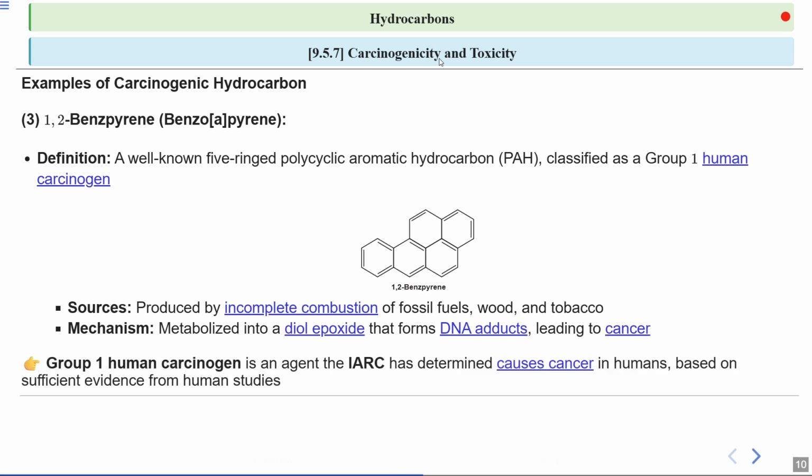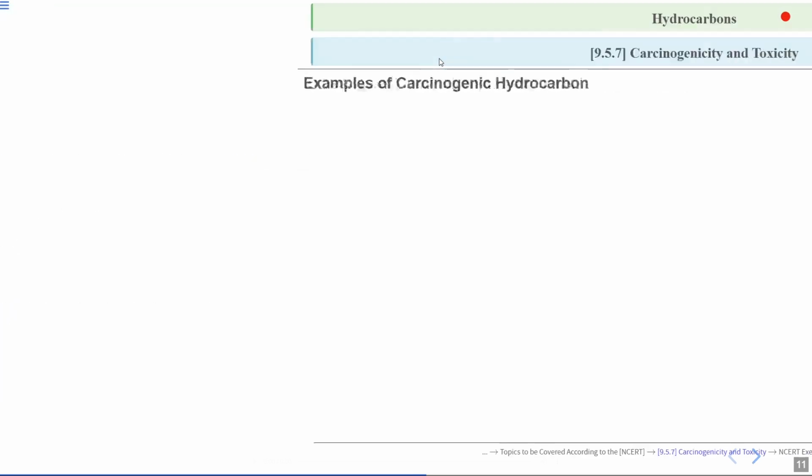So, to sum up, a group 1 human carcinogen is any substance that the International Agency for Research on Cancer, or IARC, has confirmed causes cancer in people. This classification is based on strong evidence from studies in humans. Remember, understanding these risks helps us make safer choices in our daily life.